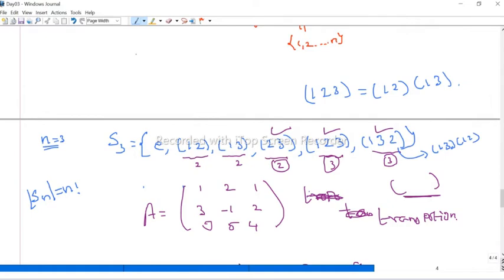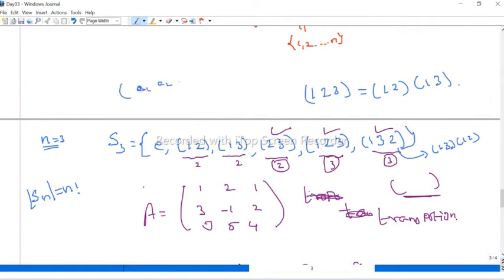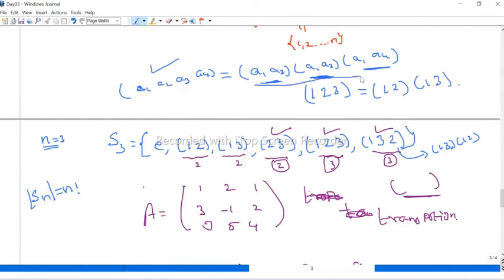So therefore, this permutation can be expressed as a product of transpositions. For example, in general, suppose we have A1, A2, A3, A4 like this, then this can be written as A1, A2 into A1, A3 into A1, A4. This is because the length is 2, therefore this is a transposition. This length is 2, therefore a transposition. This is also length 2, therefore a transposition. Therefore, this permutation or cycle can be expressed as a product of transpositions.